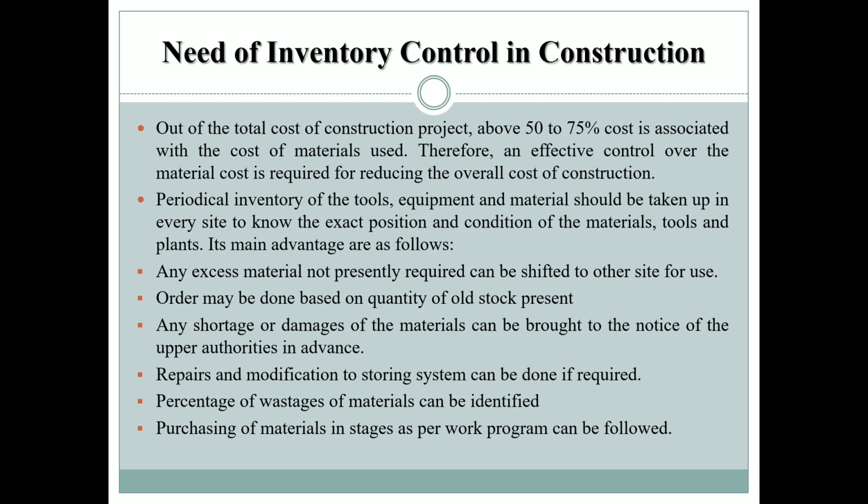So why is it needed in the construction industry? Out of the total cost of the construction project, around 50 to 75% of the cost is associated with the materials which are used. Therefore, an effective control over the material cost is required for reducing the overall cost of the construction. Periodical inventory of the tools, equipment, and materials should be taken up at every site to know the exact position and condition of the materials, tools, and plants.